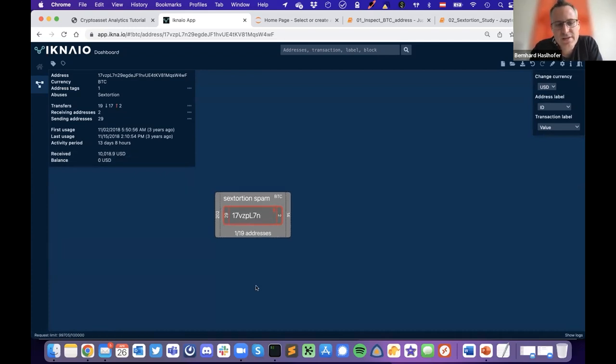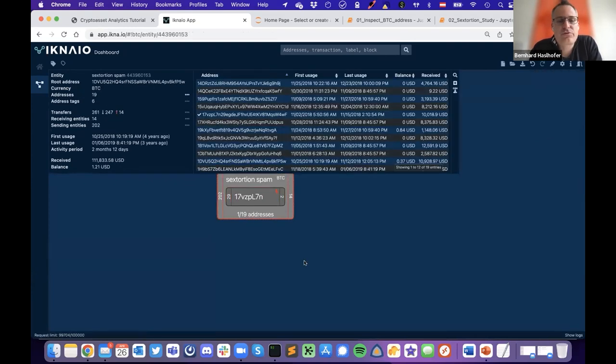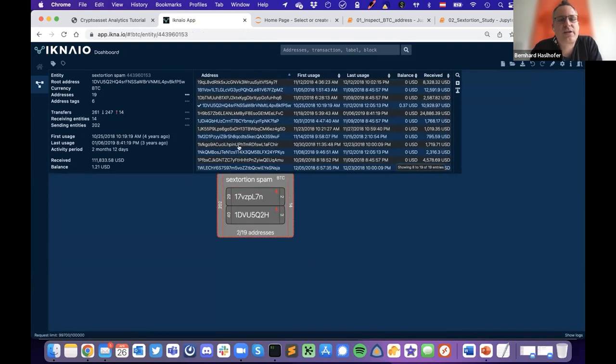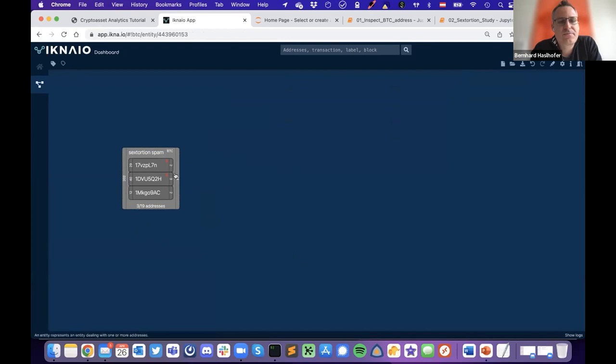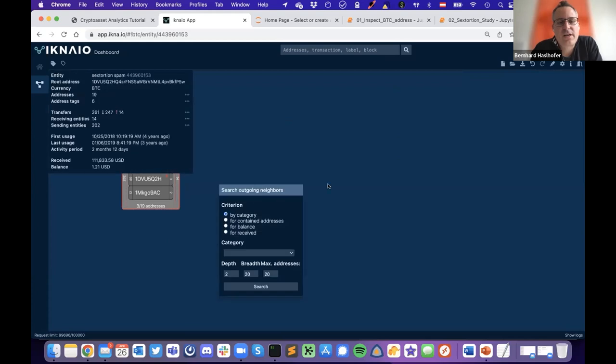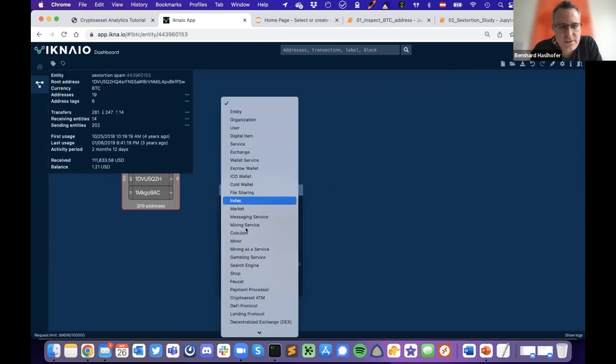29 addresses. And we also see that this sextortion spam address is controlled by something or someone that also controls at least 19 other addresses. So this is again the clustering heuristics I've shown you before. The interesting question is now, for instance, if you're working in a law enforcement environment, where did the money end up? Where was it exchanged for fiat currency? And this is typically done at a cryptocurrency exchange.